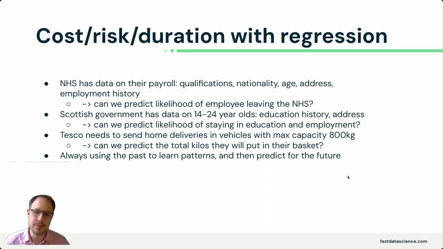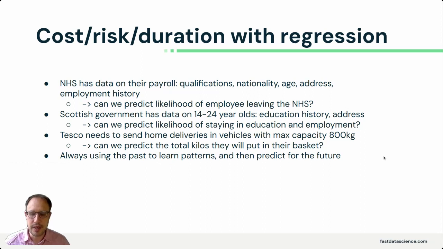So we've had a few examples of these in Fast Data Science. One of them is the NHS, National Health Service in the UK. They have data on the payroll of all the people working for the NHS. The NHS in England employs 1.2 million people, and they wanted to predict the likelihood of one employee leaving the organization. You have information on other employees' qualifications and their tenure in the NHS. You can use this and then build a simple regression model.